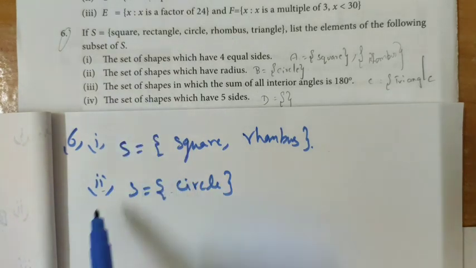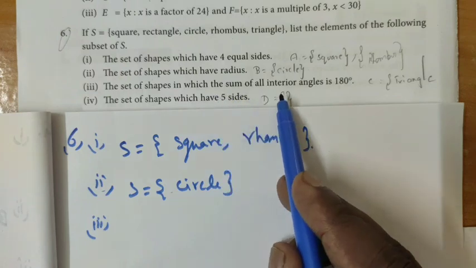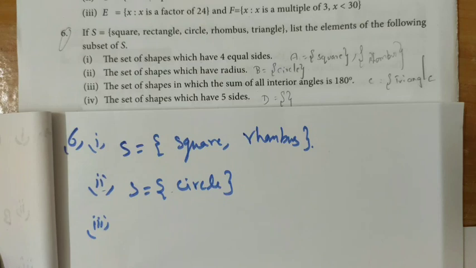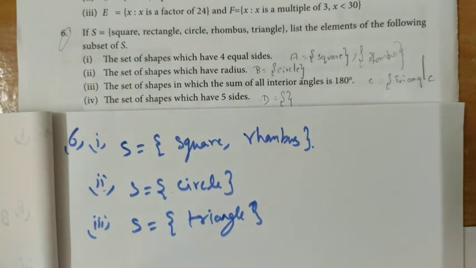And then the set of shapes, third Roman number, the set of shapes in which the sum of all interior angles is 180 degrees. The sum of the angles in a triangle only is 180 degrees, right? So we have triangle, and then square and rectangles are 360 degrees, right?